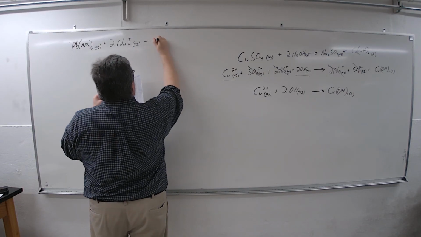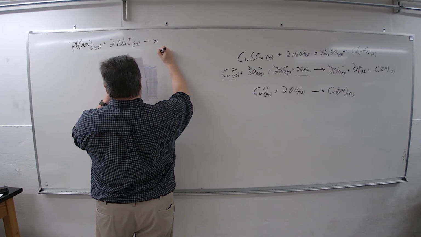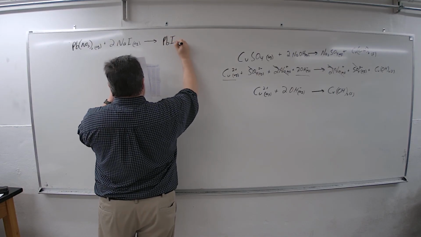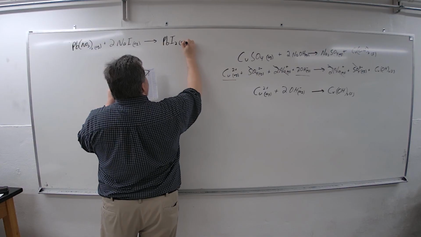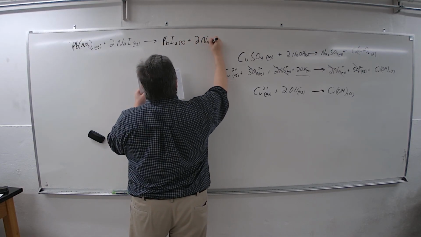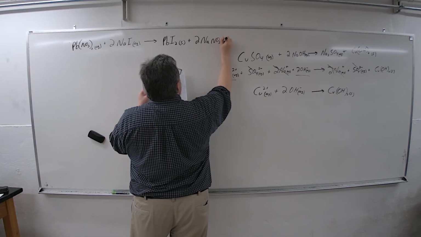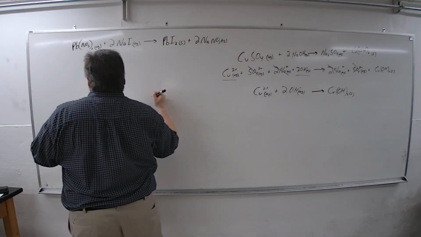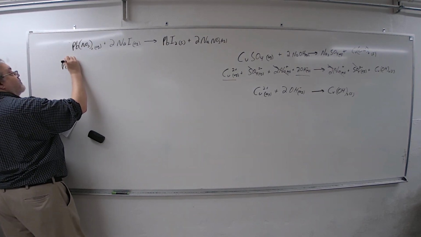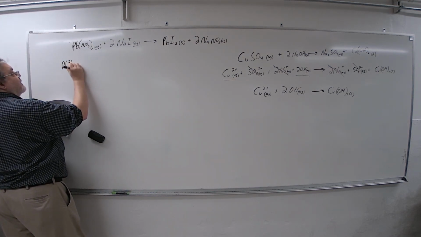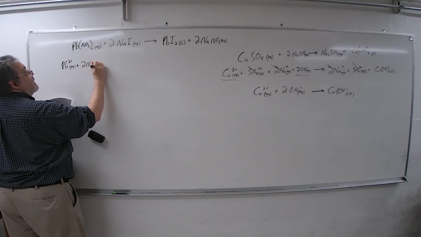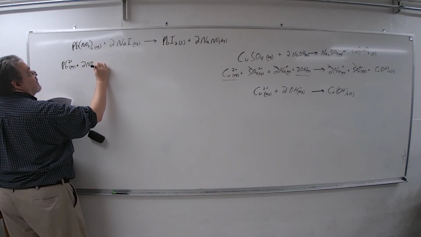2NaI. I can give you this one. Aqueous 2NaI. This is aqueous. All nitrates are soluble, so you would have had to use the solubility chart to see those. And then PbI2. This is the solid.